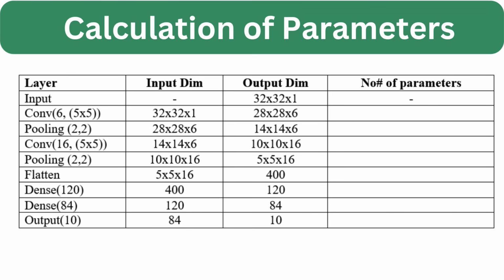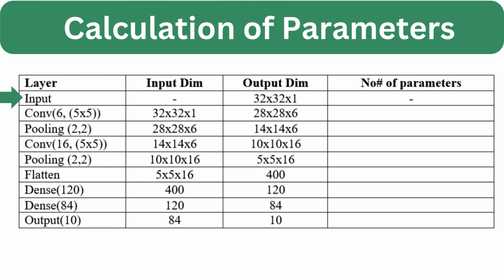In this table, input dimensions and output dimensions are both given. In the previous video, we discussed how to calculate the output dimension. So if you don't know how to calculate the output dimension, please watch that video first. The output of each layer becomes the input for the next layer. For example, the output of the input layer is 32 by 32 by 1. It will become the input to the convolutional layer. Similarly, the convolutional layer output is 28 by 28 by 6. It will become the input to the pooling layer and so on. So let's start with the input layer.